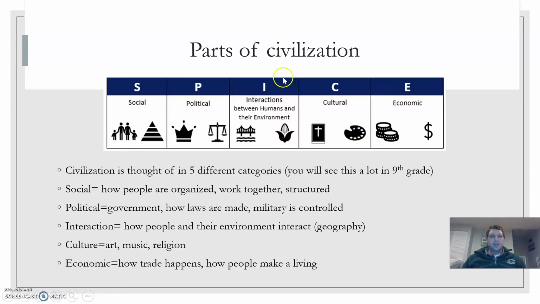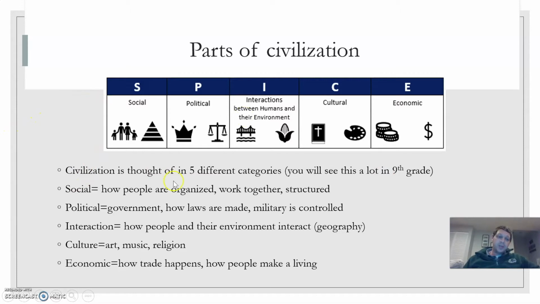But first, this unit deals a lot with the different parts of a civilization, and what you're going to find is that everything about civilization fits into one of 5 categories. Our acronym that we've been using is SPICE. Specifically, this is used a lot in 9th grade, but it works really well here, and you might as well get used to hearing it.